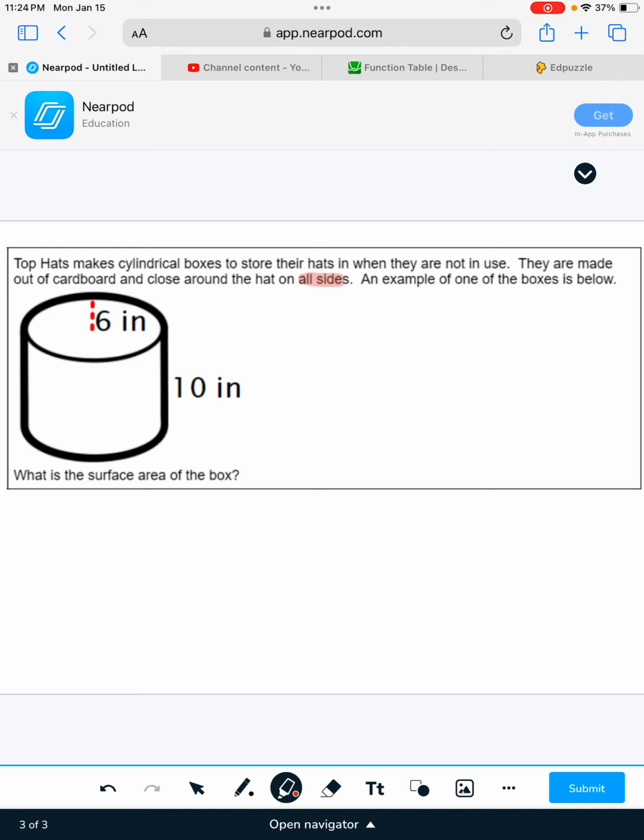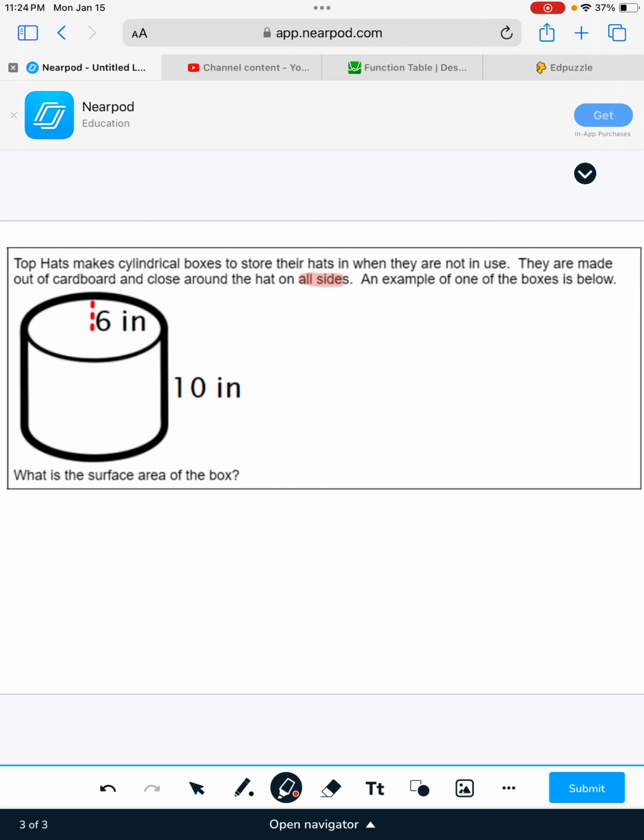Speaking of lids, we're assuming no overlap here. I know that's not a real world example because you're going to have a little bit of overlap, but unless it tells you about that overlap, you don't gotta worry about it, right? So let's go ahead and take a look here. What is the surface area of that box?